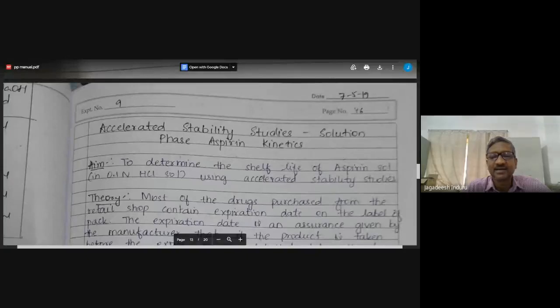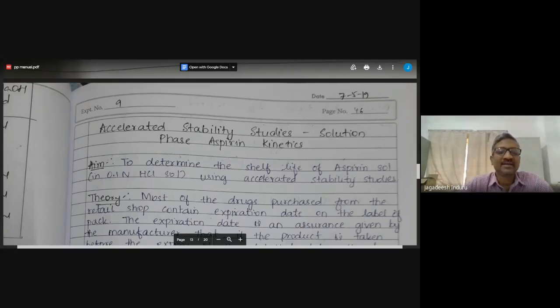The ester drug will be hydrolyzed most frequently, and it will be getting degraded very fast in the presence of water. This is what we are going to estimate and find out its accelerated stability, and we are going to have the expiration period as a model.